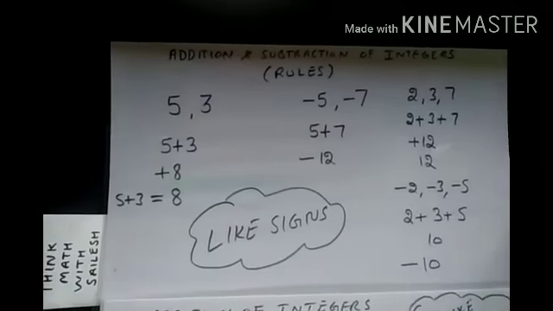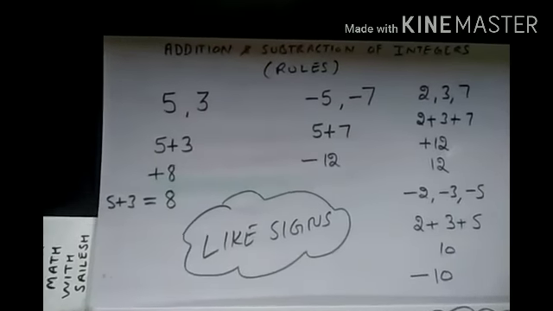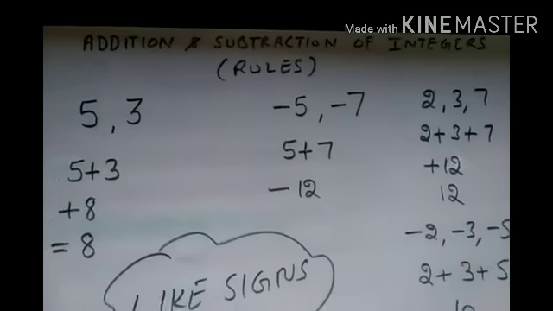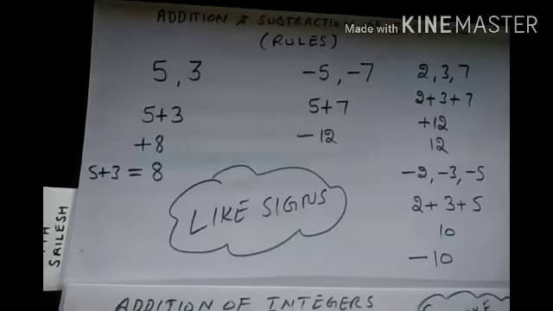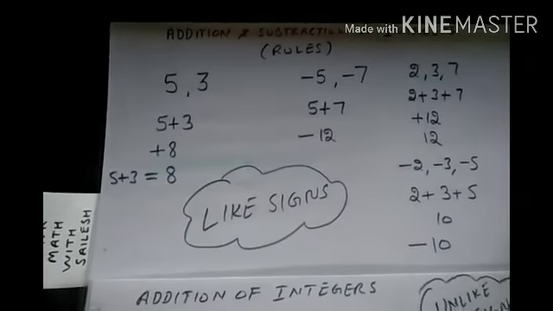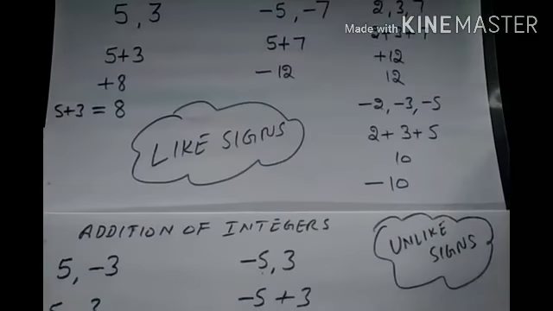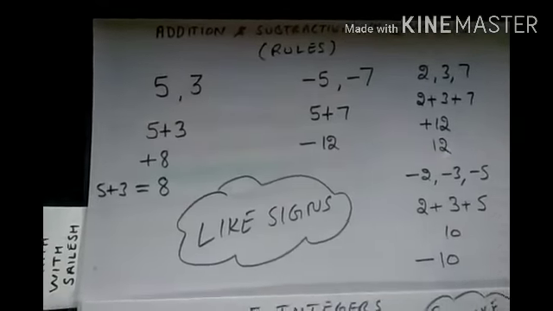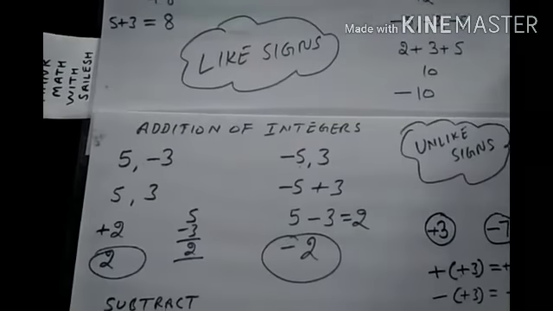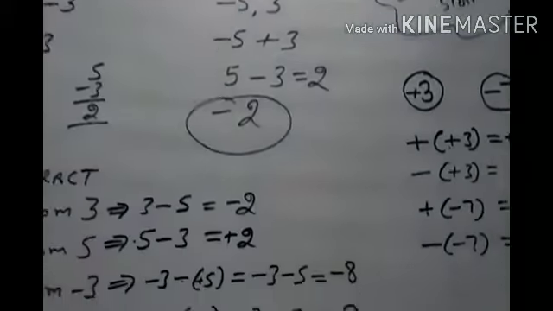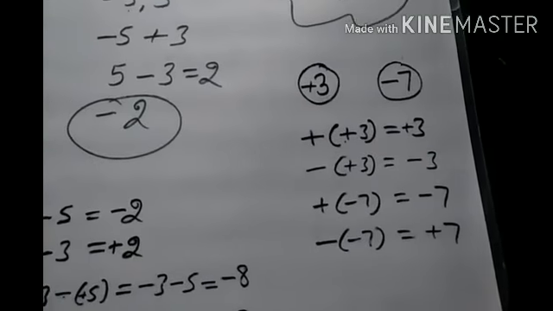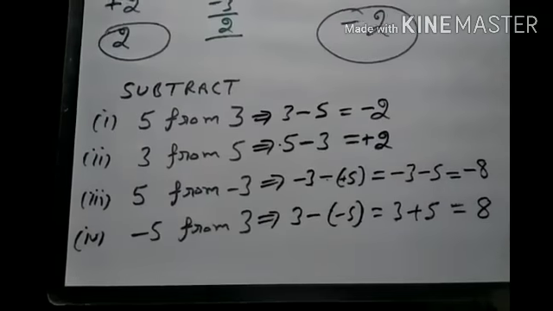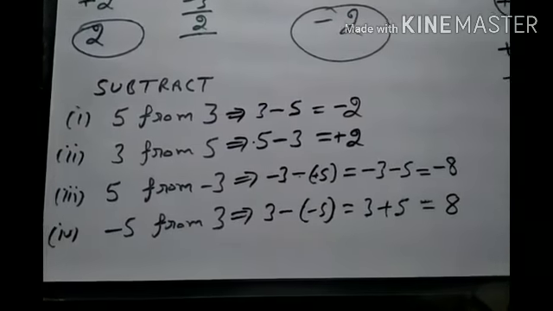So here you can see we have learned the addition and subtraction of integers without using a number line, and also learned what are like signs and unlike signs, and how to perform the subtraction and addition operations there. Also we have learned the multiplication rule for the symbols here in the case of -3 and +3 and -7, and also learned the subtraction of two integers for every case.